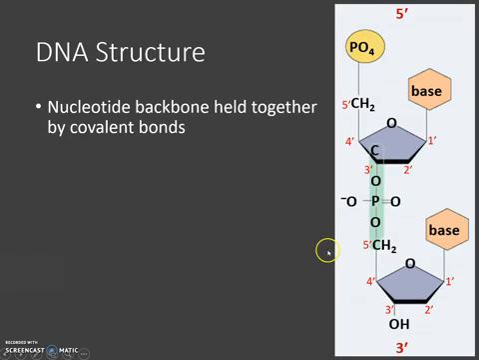Now the nucleotide backbone, so remember we've got the deoxyribose and a phosphate. These molecules are bonded together by covalent bonds. And if you recall, covalent bonds are fairly strong bonds. So it's pretty hard to break a covalent bond. It can be done, but it takes a lot of energy and probably some enzymes to help out as well.